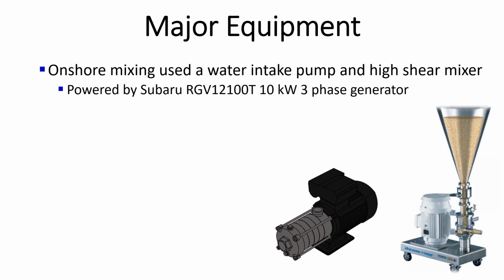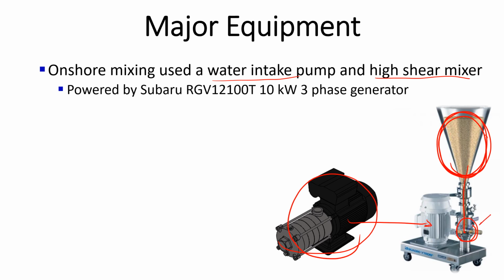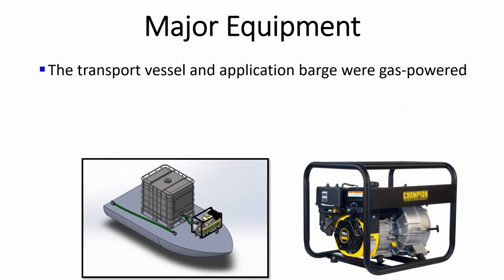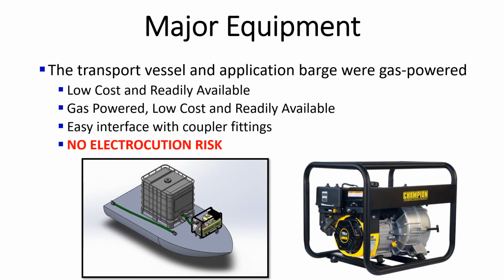The onshore mixer uses an intake water pipe and a high shear mixer. So this is the intake water pump sending fluid to the high shear mixer. This is the Zequanox in dry powdered form that is then sent through the high shear mixer with minimal air entrainment to maintain the negative buoyancy that is so critical for this project. It also features low cost, ready availability. Then the transportation vessel and the application barge are both gas-powered, basically readily available equipment, low cost, and easy interfaces with the coupler fittings, and probably most important of all, they don't present a risk of electrocution.